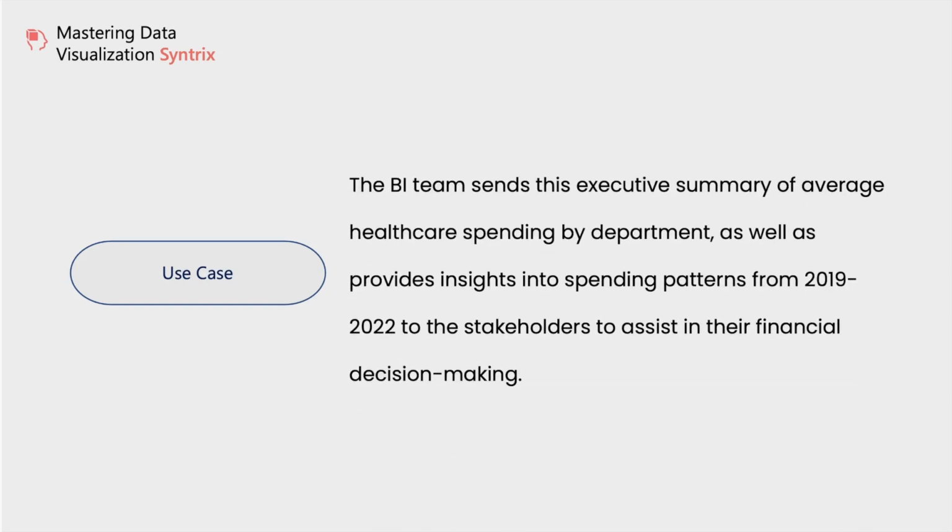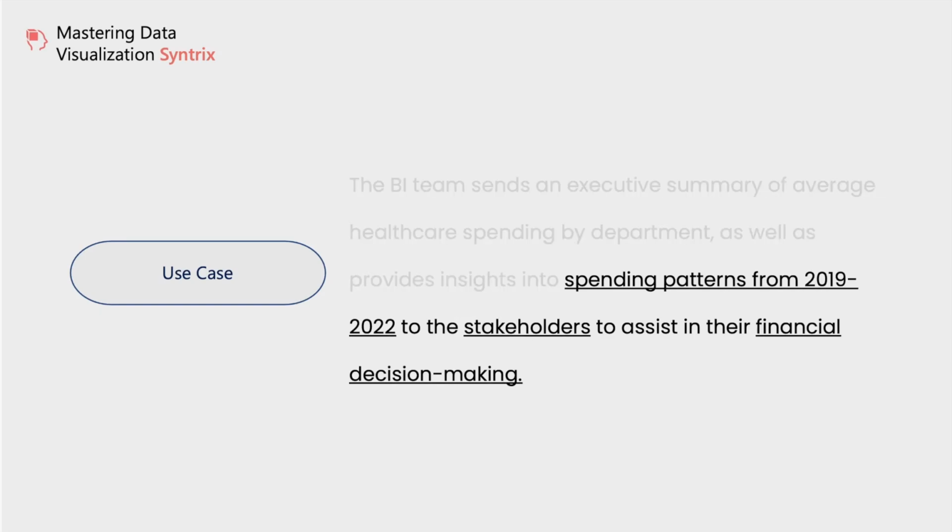The BI team is going to send an executive summary of the average healthcare spending by department, as well as the spending pattern from 2019 to 2022, to the stakeholders so that it assists them in their financial decision making. Remember our first best practice, which is understanding the context. We're going to focus on these three parts of our use case.